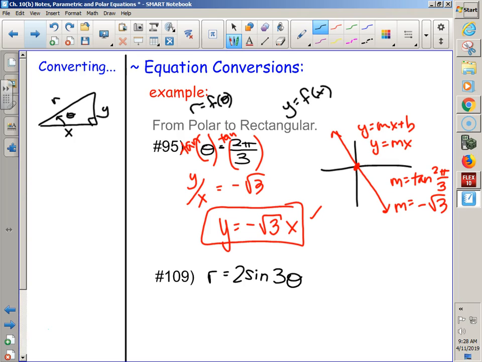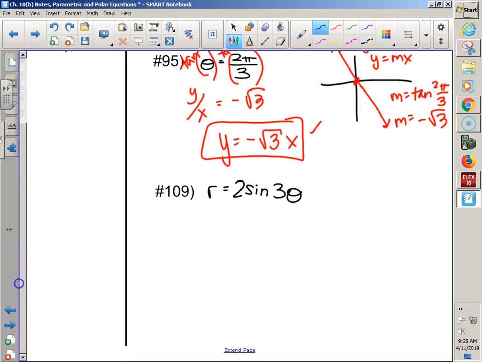Magical. How about number 109? It is interesting. I need to somehow get x's and y's in here. Is there any way to get rid of the r, get rid of the theta, maybe get rid of everything? I don't know. What do you guys think?